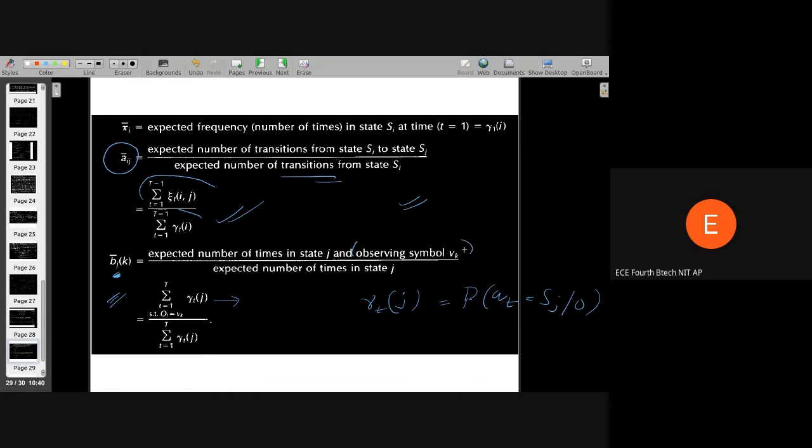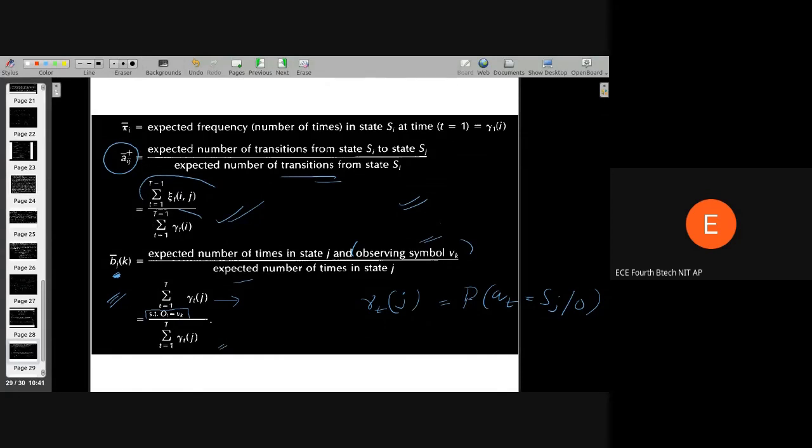But observing the symbol vk, such that, as mentioned here, ot equal to vk. So you are in state j. What is the expected number of times you are in state j and observing symbol k? Whenever this vk symbol was emitted, you consider only those summations. And the bottom is the expected number of times in state j.